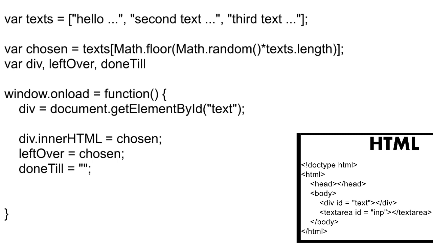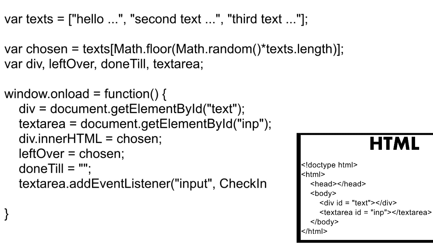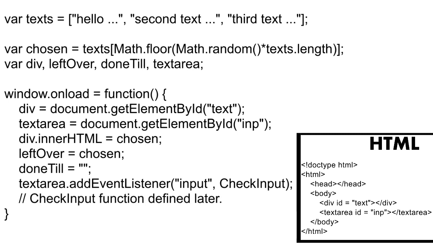Also, you can make a text area in HTML which will take in the inputs we want to give. Now, JavaScript has a special event listener that will be called whenever we change the value inside the text area. It is the onInput event.